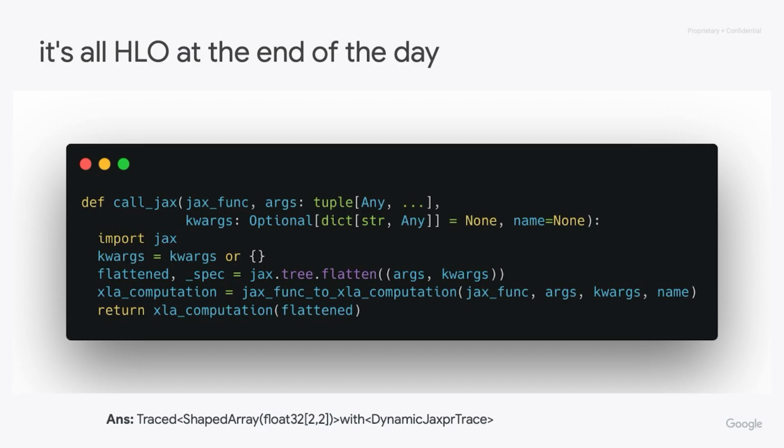Yeah, so the answer is here. This is what you get printed: a traced shaped array with a DynamicJaxprTracer. If you are working with JAX, you're going to be very familiar with this. This is what JAX uses to trace. How we implement call_jax is exactly this: we have jax_func_to_xla_computation. To make a JAX function into an XLA computation, we have to do some tree flatten and tree unflatten work, because the XLA computation expects a flat list of inputs, so we have to match that. But inside jax_func_to_xla_computation, as you would expect, we're doing jax.jit, and then we're getting the HLO proto out of the jitted function. That's all.